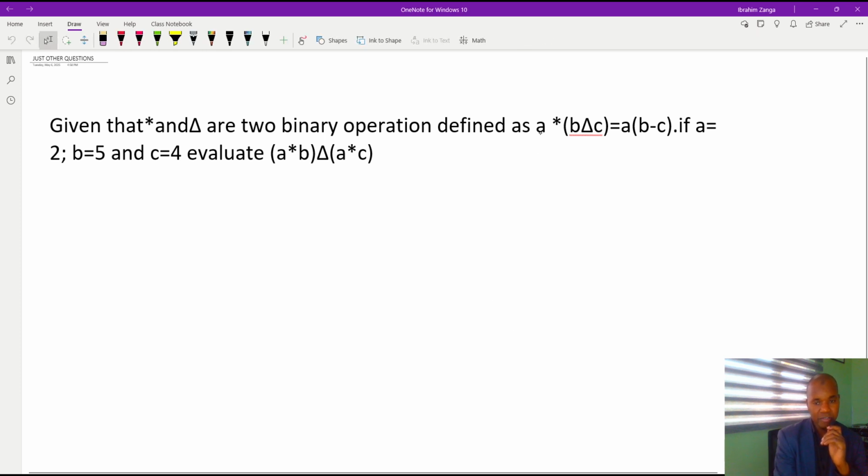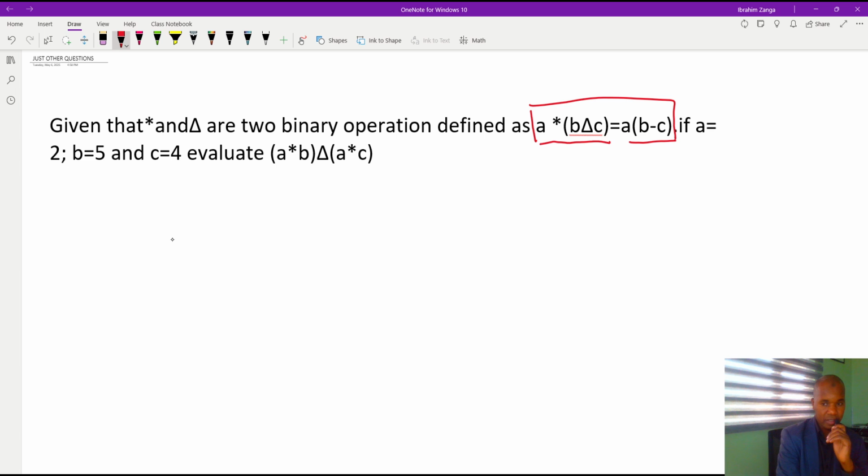From this you have A star bracket B delta C equals A times B minus C. So from this delta and the star operation, you can actually see how these binary operations are related to normal operations we know: addition, subtraction, multiplication, and so forth.